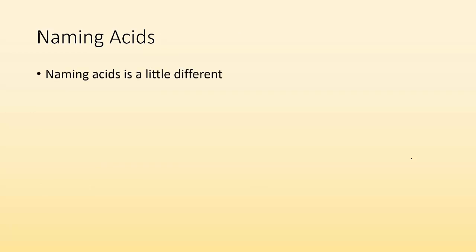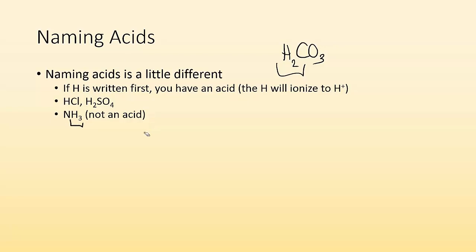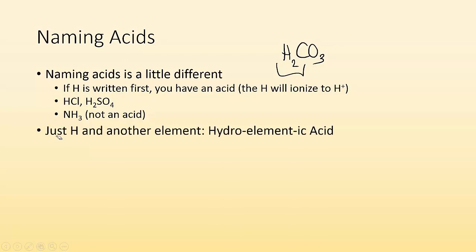All right, so naming acids is a little different. If the H is written first, that's how you know you have an acid. It's saying that the H will ionize into H+. That's an acid, right? So why do we put H in front of these? Because it's an acid. If H goes first, you have an acid, and you got to name it like an acid. So HCl, H2SO4, those are acids because you had the hydrogen written first. Right? NH3 is not an acid because the hydrogen is not written first. It's written second. So NH3 is not going to be an acid. All right, so just add H and another element.